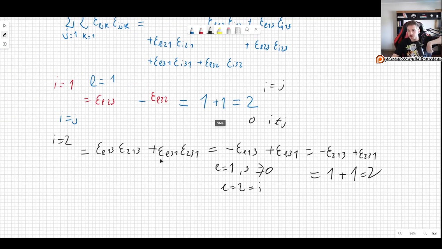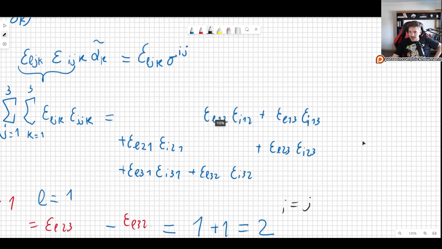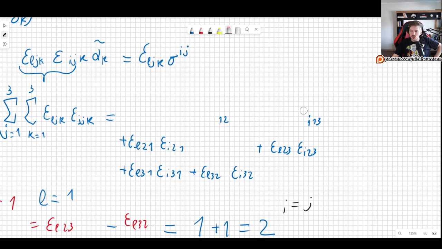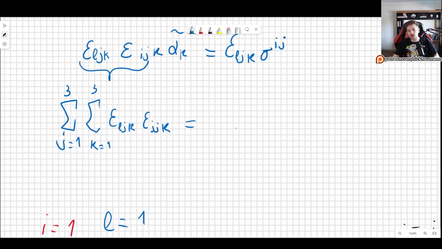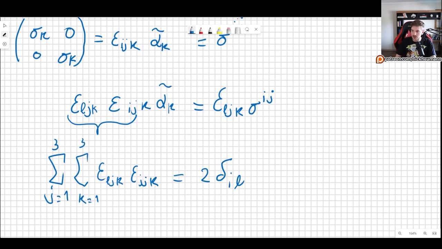So again, the result here, basically, just going back to this, you can now go and do the third case by yourself. It's exactly the same, and you should also get that it is 2 if I is equal to j, which is 3 in this case, and 0 in all other cases. So this means 2 delta IL. So that is what this is. So this part is simply 2 times delta IL.